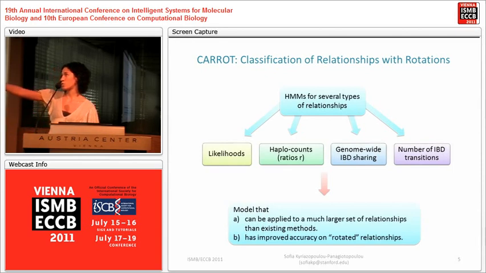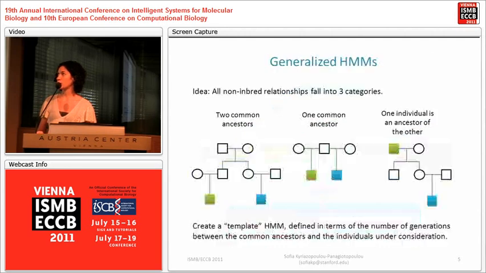The number of transitions between IBD and non-IBD regions differs even within the same degree. And the reason is that, as I said, the recombination pattern differs between relationships. Finally, the haplocounts capture linkage information which is completely missed during the computation of the HMMs and help us distinguish between rotations. I will define the haplocounts in a couple of slides, but before doing that, let me explain how we generalize the HMMs of previous methods in order to consider a much broader set of relationships.